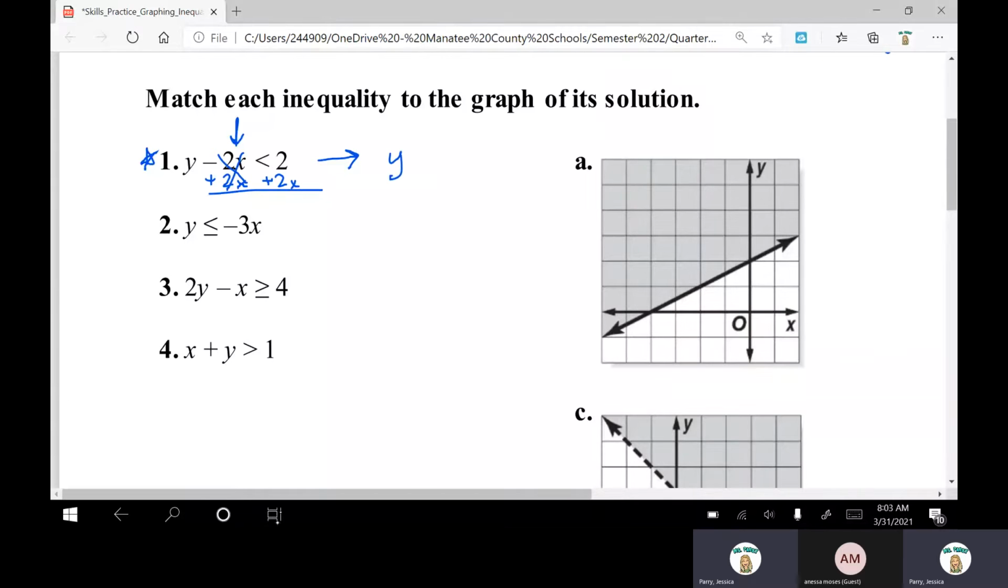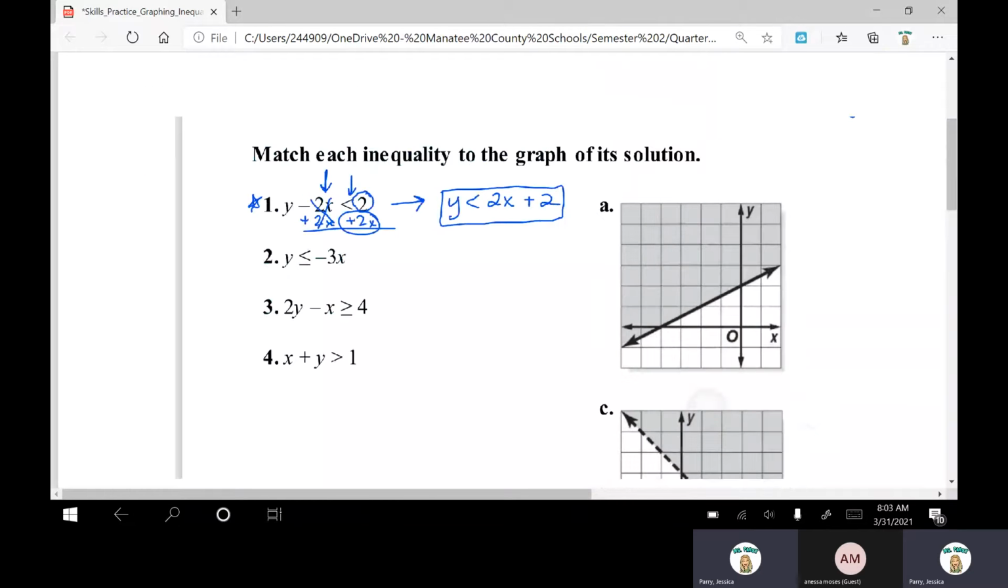I'm going to write my answer over here. And then I've got my y, and then I have my inequality symbol, the one that looks like the letter L, so it's less than. And then I've got the 2 plus 2x. They cannot be combined, so I need to put them side by side. First is the 2x, then the positive 2. Now it's in slope-intercept form, so you could graph it, or these ones are actually already done for you.